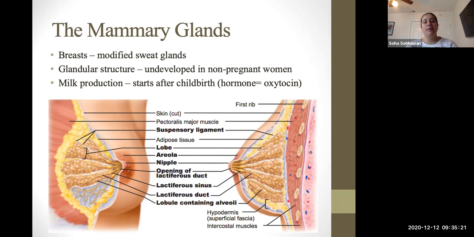And then at the time of birth, as I mentioned earlier, the hormone oxytocin is the one that's going to help with the release of the milk, and the hormone prolactin is going to help with the production of the milk. But the development of the tissue is highly dependent on estrogen and progesterone during early stages of pregnancy.